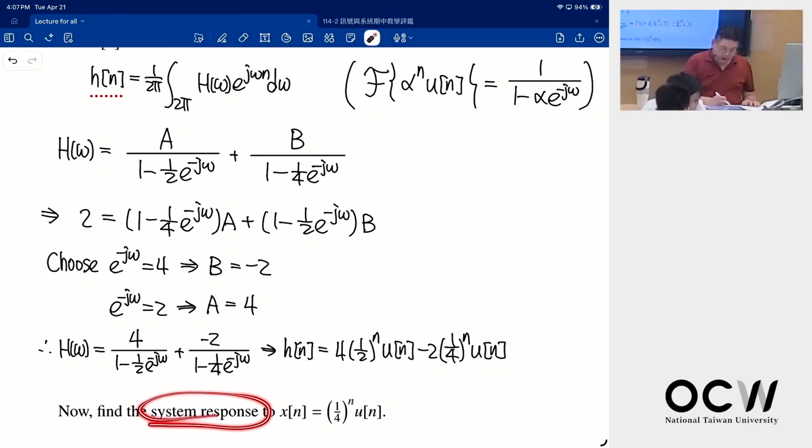If the system, find the system response to this input.